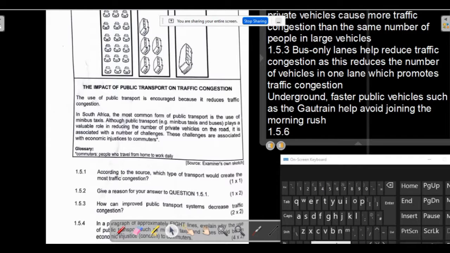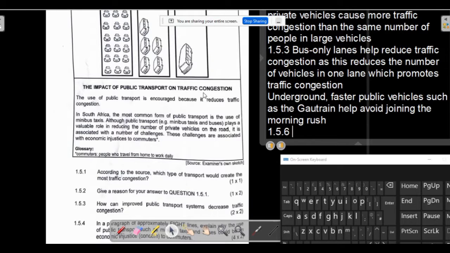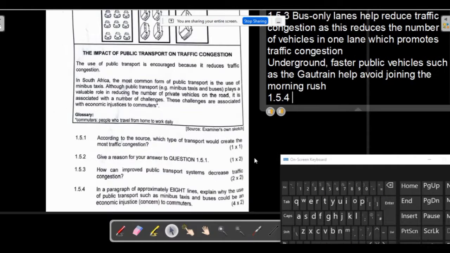1.5.6. Oh no, it's not 1.5.6. 1.5.4. In a paragraph of approximately 8 lines, explain why the use of public transport such as minibus taxis and buses could be an economic injustice to commuters. This one, okay.